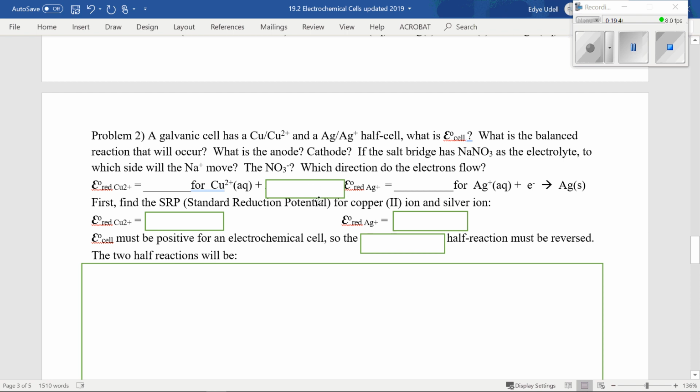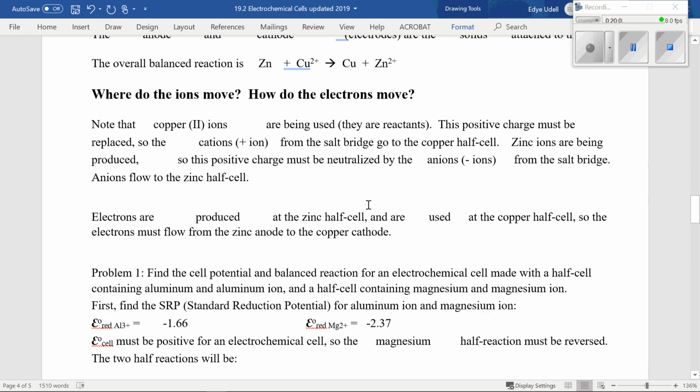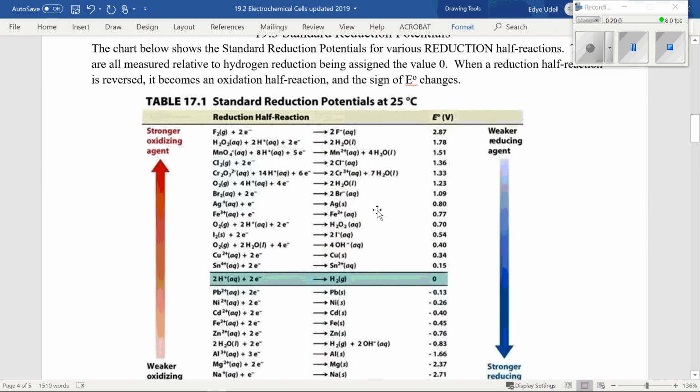Okay, we have to look up the reduction potentials for silver and copper, and I have a blank here, and that's also a blank here and here. I apparently repeated this twice. So look up your reduction potentials for copper 2 and for silver. And you go back to this table to look those up.